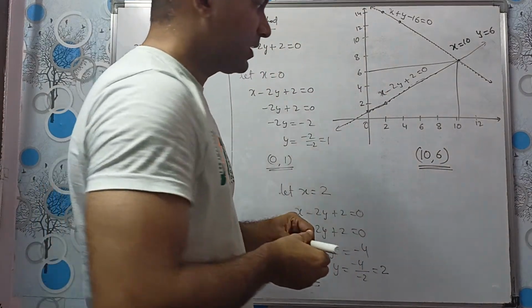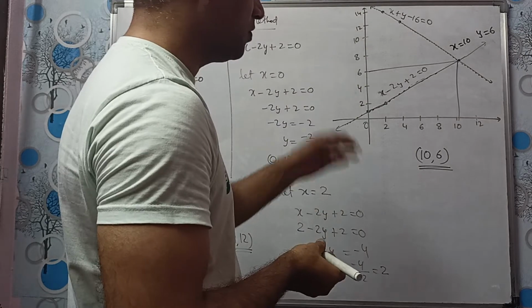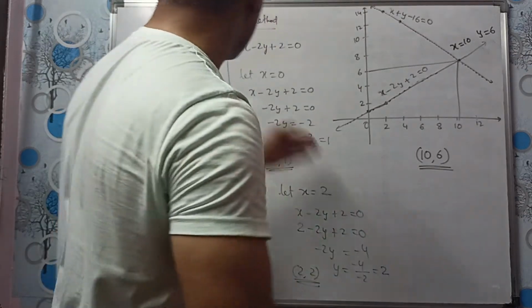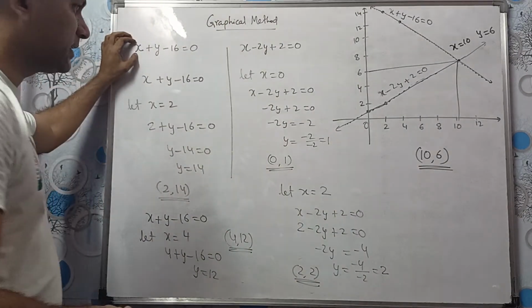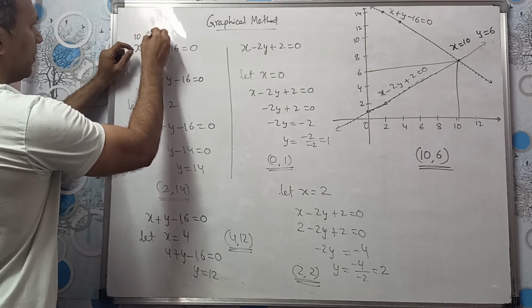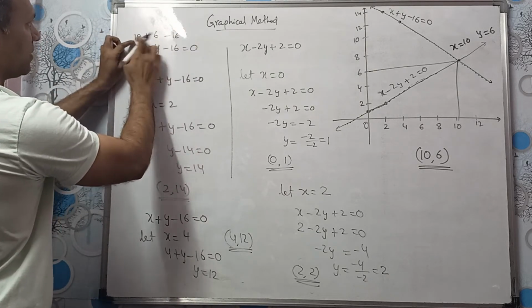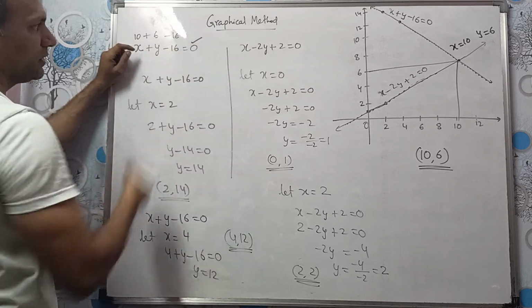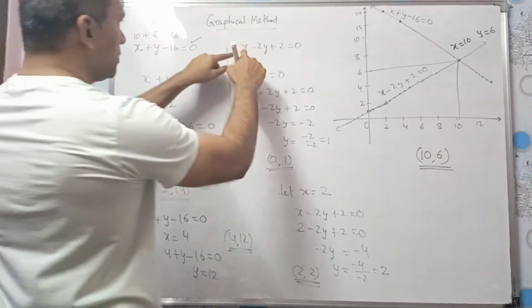Okay, I hope you understood this. How should we verify whether it is correct or not? Just substitute it here. X is how much? 10. See, this is 10 plus y is 6 minus 16. So 16 minus 16, we got 0. This is correct, right?